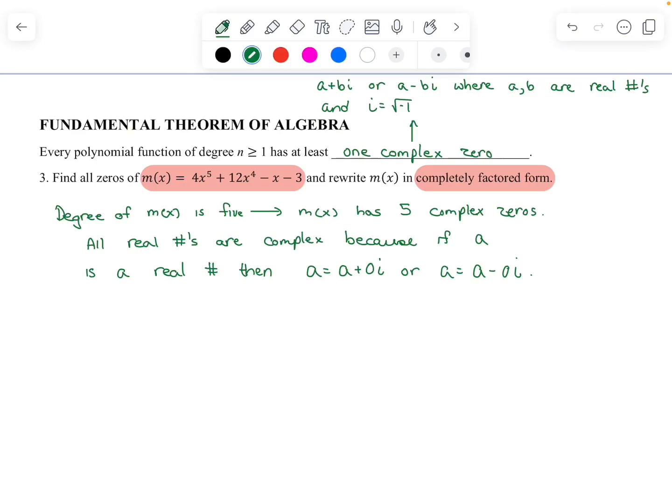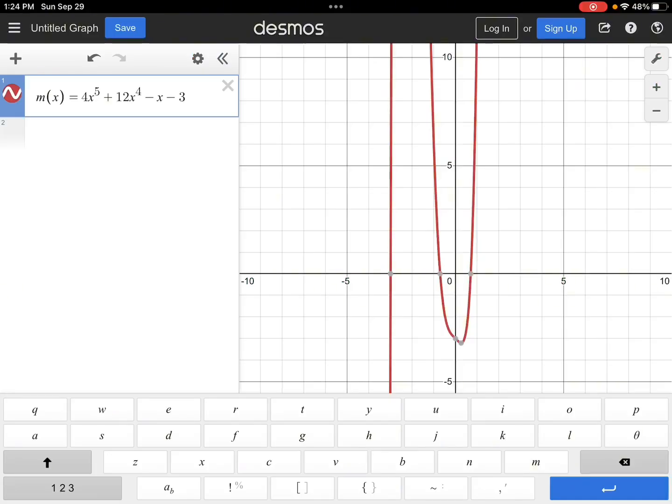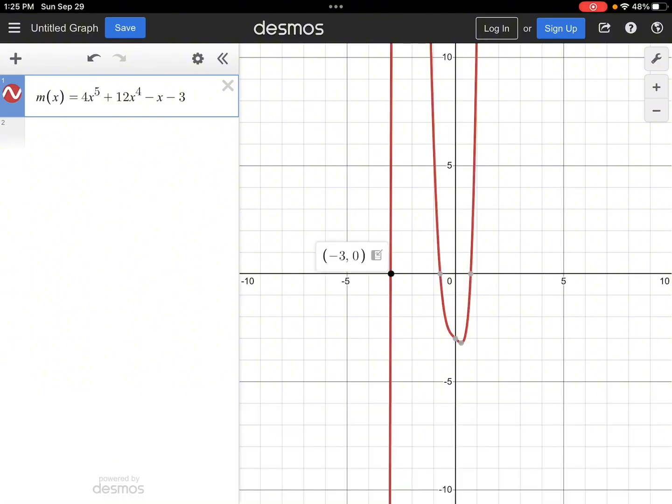And I'll start by finding the rational zeros. To do that, I'm just going to graph m of x in Desmos. So here we have m of x entered into Desmos, and to the right, there's the graph. You may notice that m of x has 3 horizontal intercepts, or 3 zeros. One of the zeros is -3, and that is rational. The other 2 zeros look like they are irrational numbers. So what I'm going to do is use -3 to find the other 4 zeros.